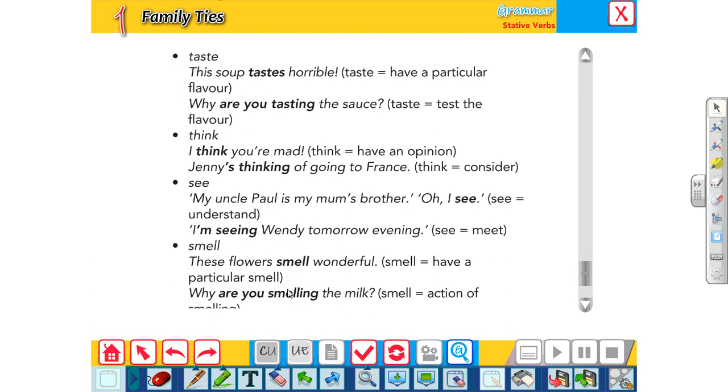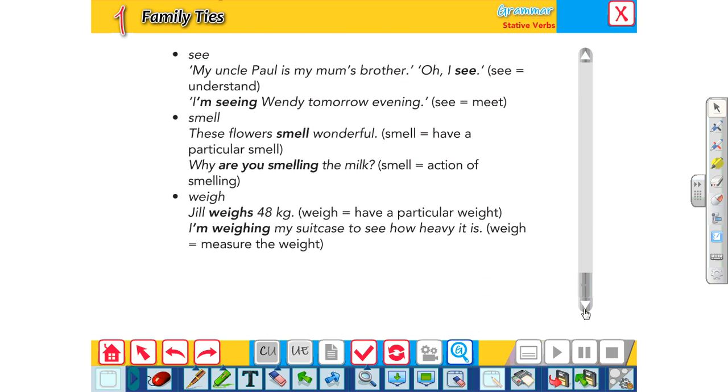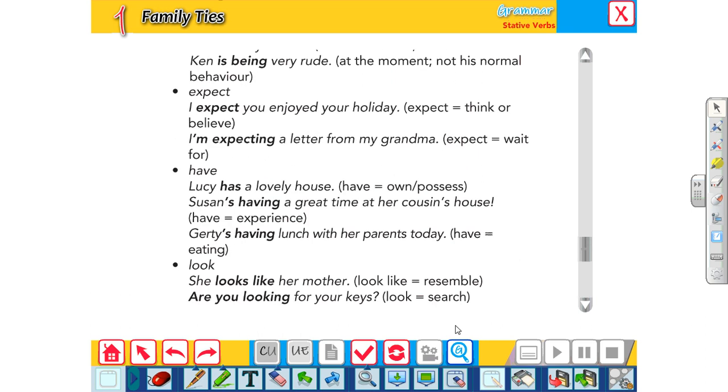Another example. These flowers smell wonderful. Here it means that the flowers have a particular smell. Why are you smelling the milk? That's an action of smelling. I'm smelling the milk right now. Is that clear? I hope that it's clear enough to you.